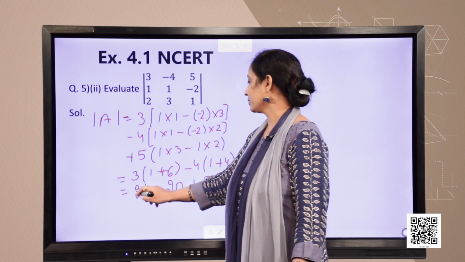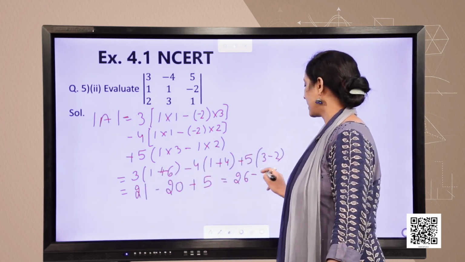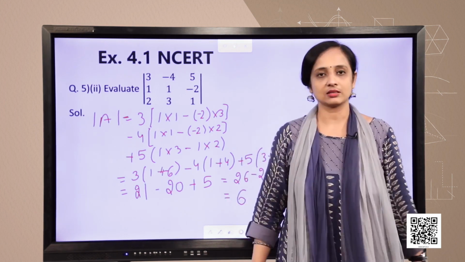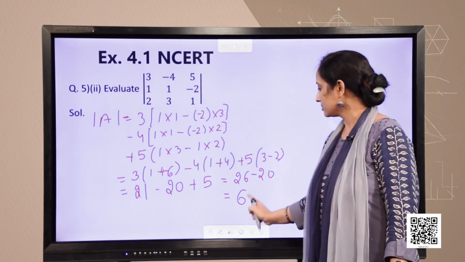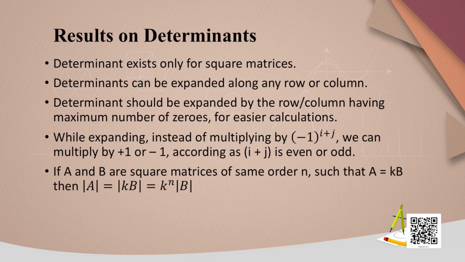So, this is giving you 21 plus 5, 26, minus 20. So, your final answer is coming as 6. So, this determinant is equal to 6. So, let us proceed further. Results on determinant. So, they are very important results.